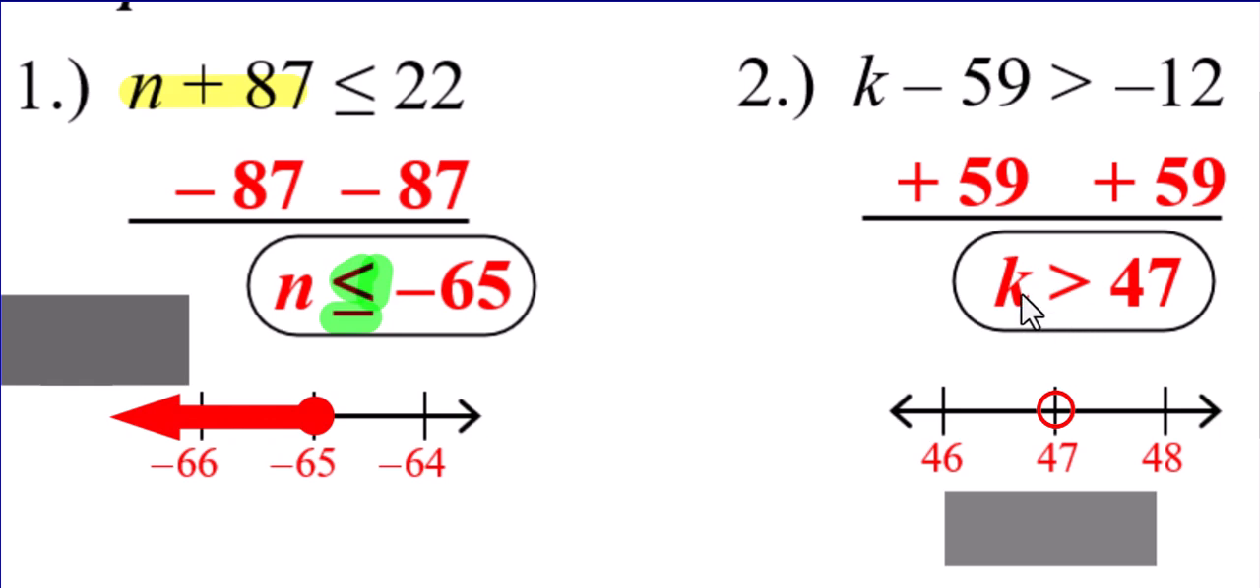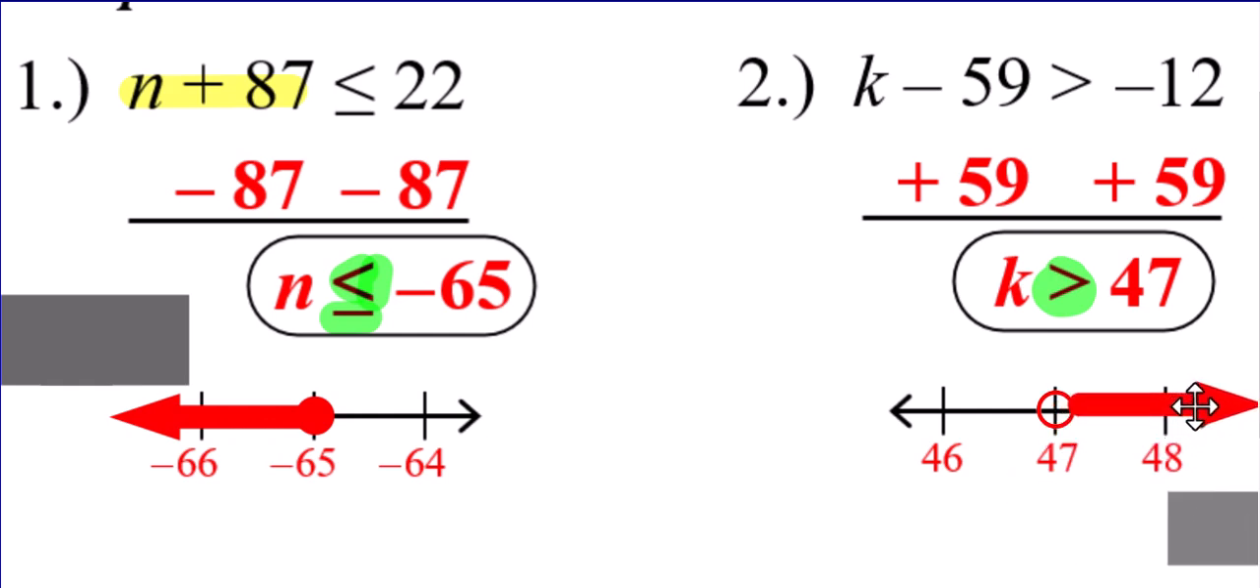And since k is greater than, this is a greater than symbol. This is not a less than symbol. It does not look like an L. This is a greater than symbol. Since it's greater than, we have to go to the right. Greater numbers will always be to the right.